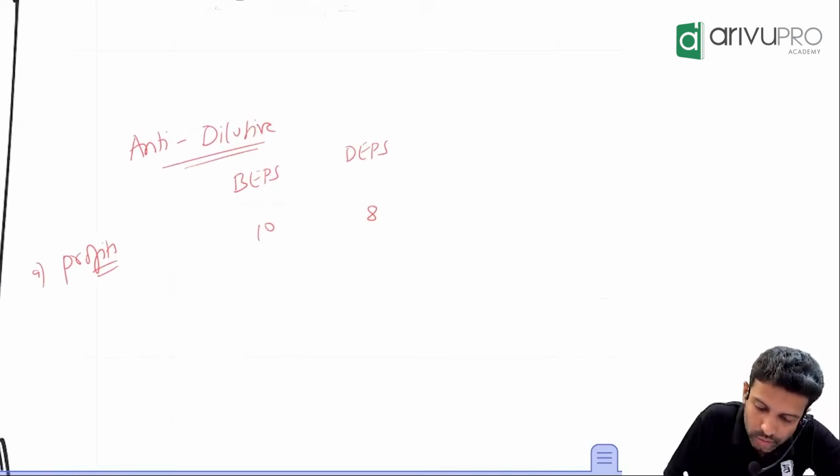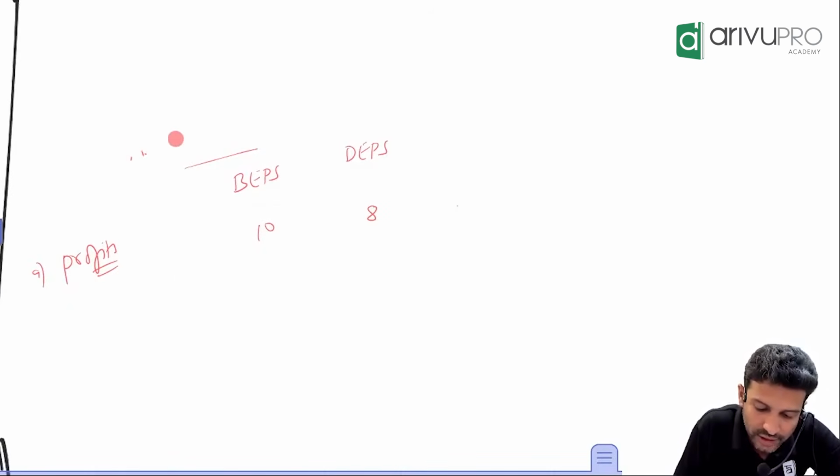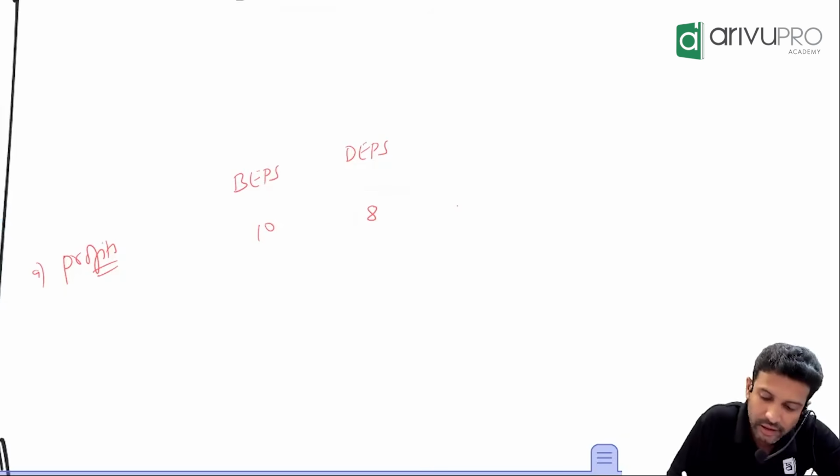Okay, if you are working from profit side, if this scenario plays out, what is it? Can you tell me? If basic EPS is 10 and diluted EPS is 8, it is what? Dilutive or anti-dilutive? This is dilutive. Clear?